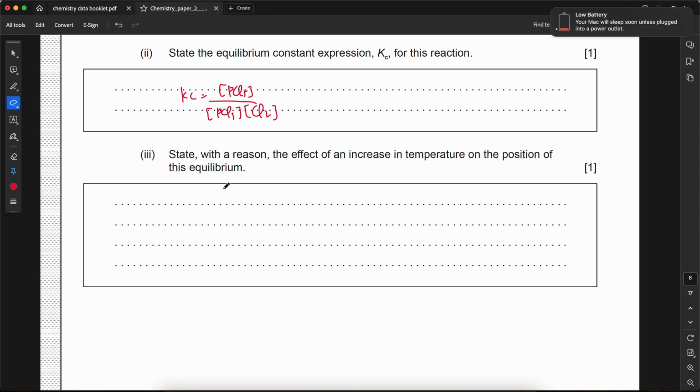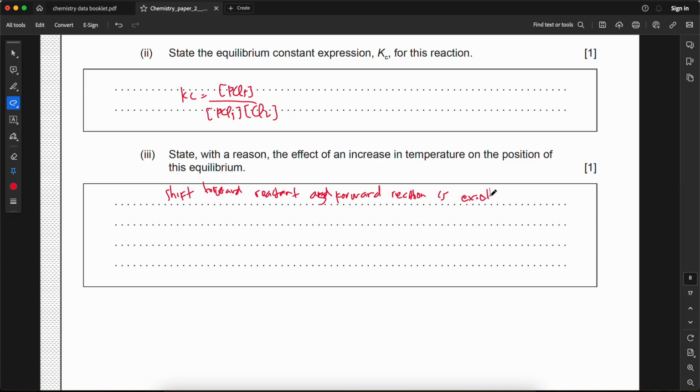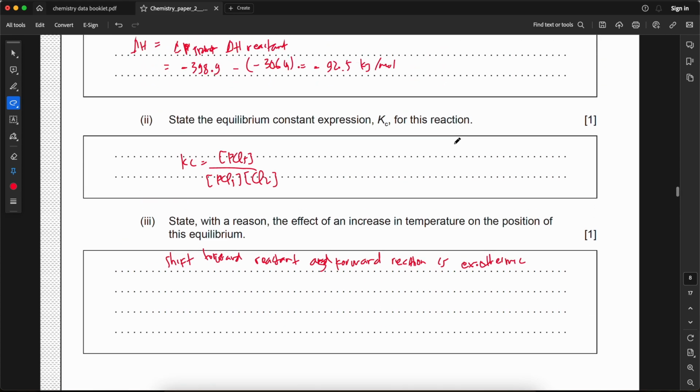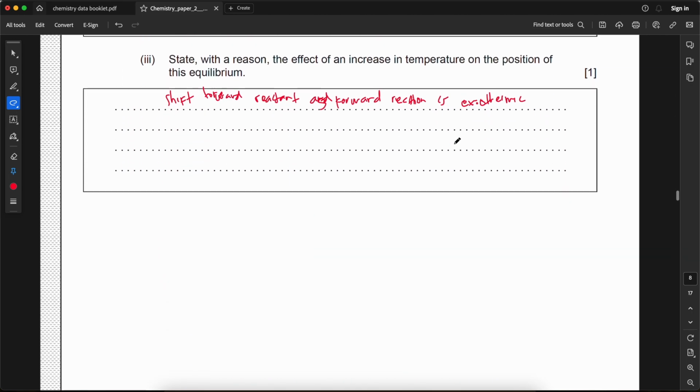State with a reason the effect of an increase in temperature on the position of this equilibrium. It shifts towards reactant, because the forward reaction is exothermic, because delta H is negative 92.5.